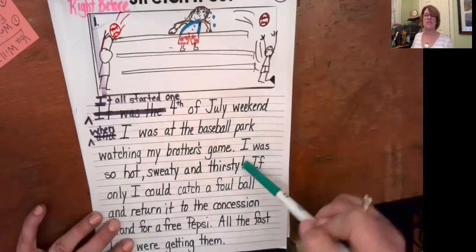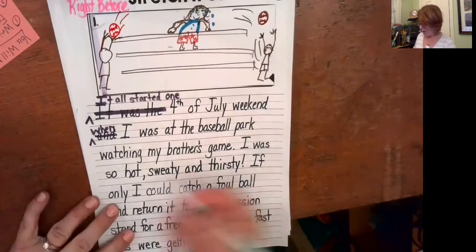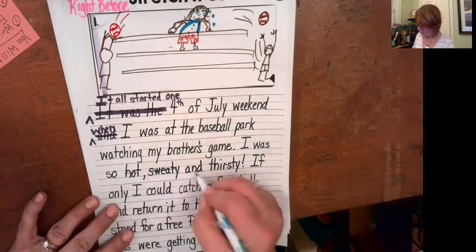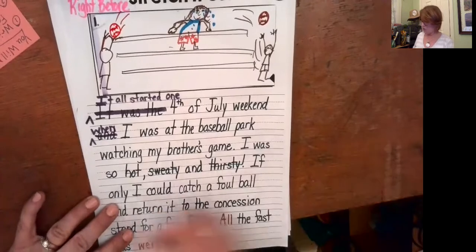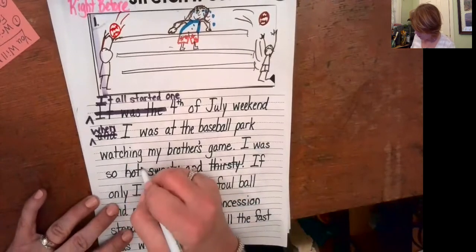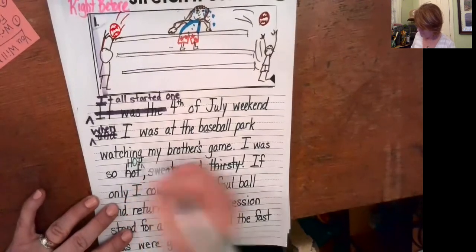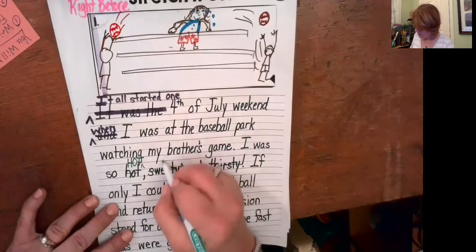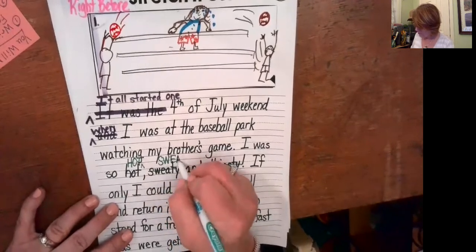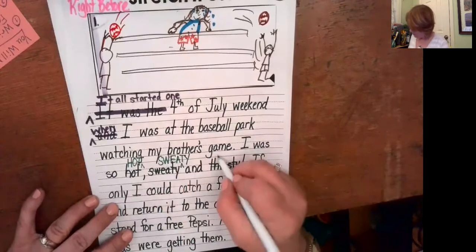I have an exclamation point, but I think I could make it even better if I make these words in all capital letters. So I'm going to cross out just hot, sweaty, and thirsty and rewrite it. Remember our carrots. Hot, sweaty. I'm writing the exact same words. I'm just making them in all capital letters, and thirsty.